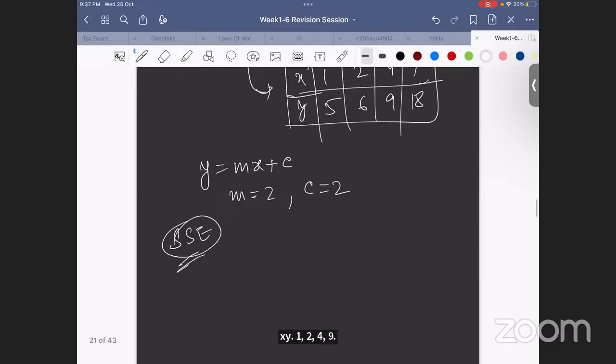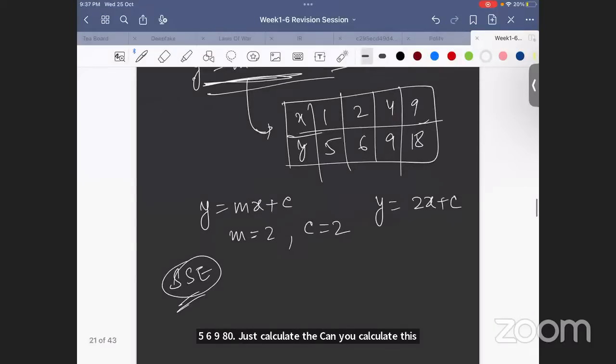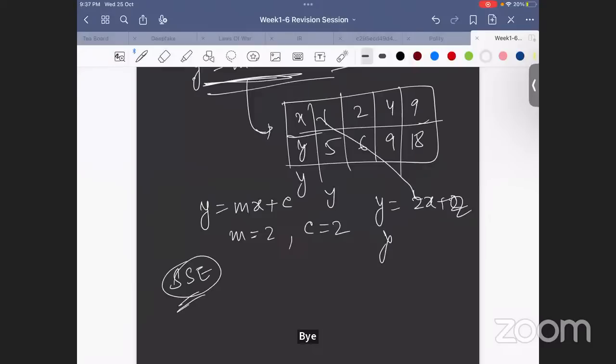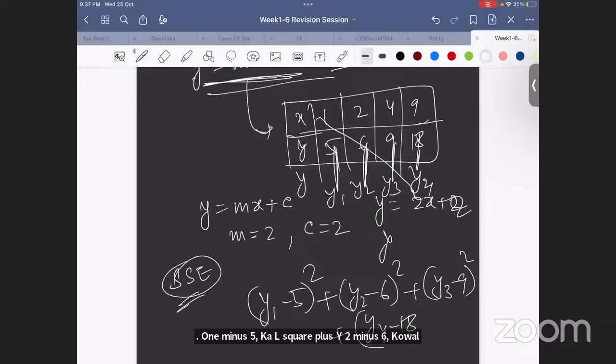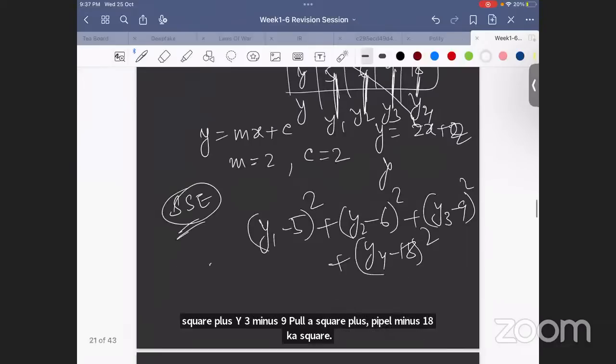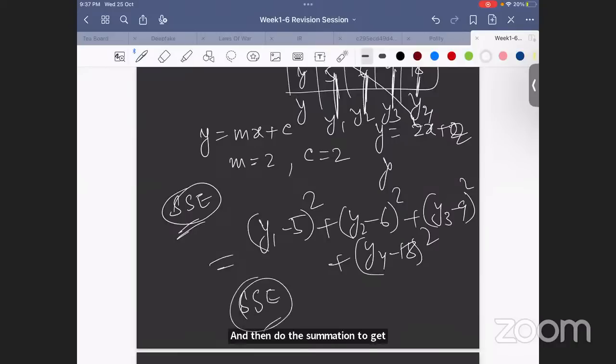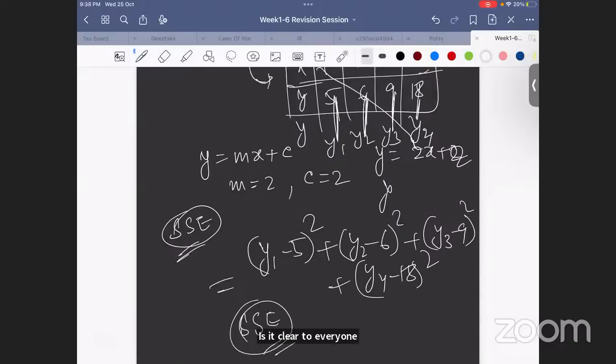So y equals mx plus c, putting the 2x plus c. Put all the values of x here and get y1, y2, y3, y4. Calculate the difference: (y1 minus 5) whole square plus (y2 minus 6) whole square plus (y3 minus 9) whole square plus (y4 minus 18) whole square, and then do the summation to get the SSE. Is it clear to everyone? I'm giving you some problem.